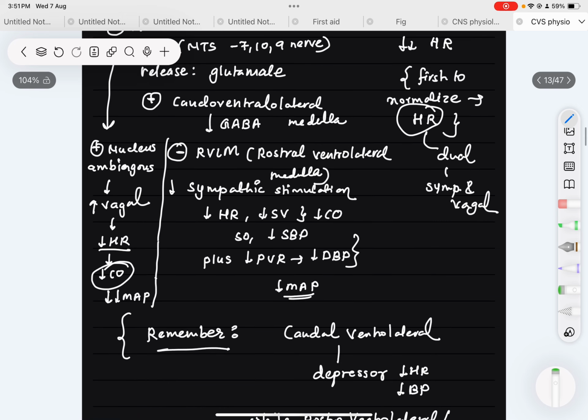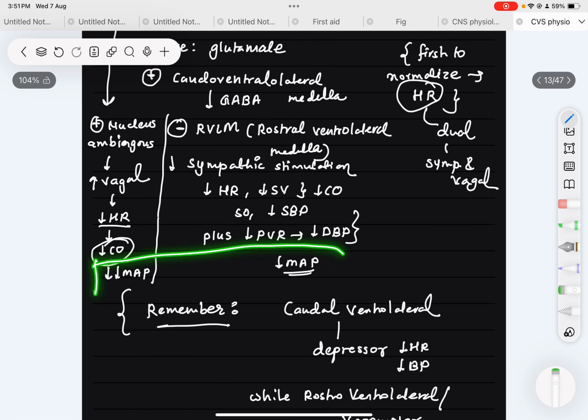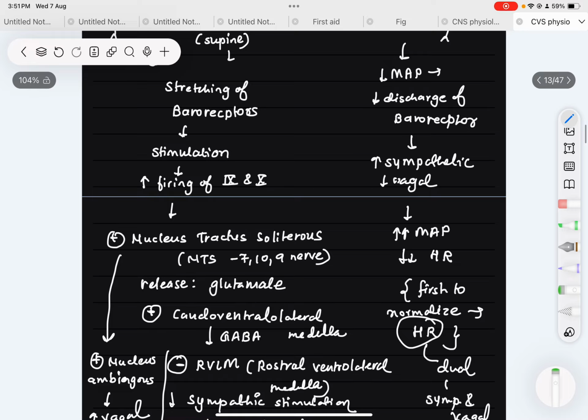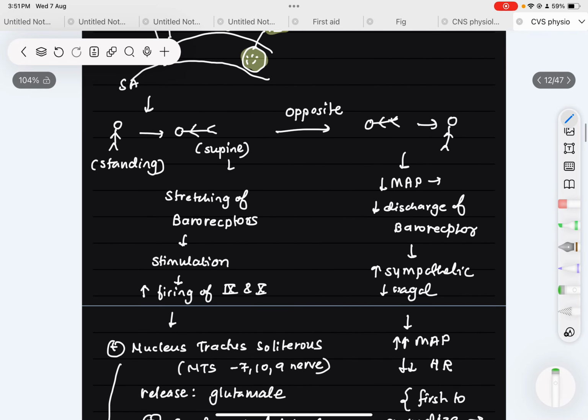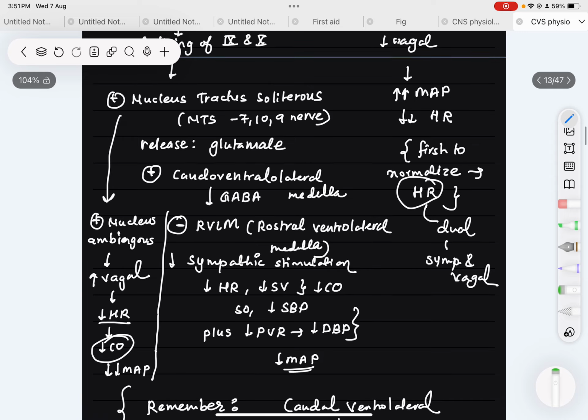This nucleus tractus solitarius will also stimulate the nucleus ambiguus. It will cause increase in vagal outflow. It will cause decrease in heart rate, decrease in cardiac output, and ultimately decrease in the mean arterial pressure. So the main effect we have seen here is that by lying down the pressure was increasing. It was causing stretching of baroreceptor, but the body has tried to regulate it and ultimately normalize it, means decrease the mean arterial pressure.